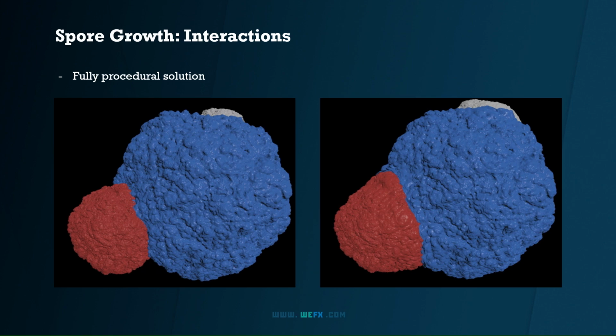Another challenge that we faced was to have some interactions between spores when they come out of other spores. So here we see on the left screenshot that when the spore comes out of its parent spore, it doesn't have anything to interact with. The intersection is very visible and it doesn't look that good. And we needed to come up with a quick way to resolve it and make some interaction.